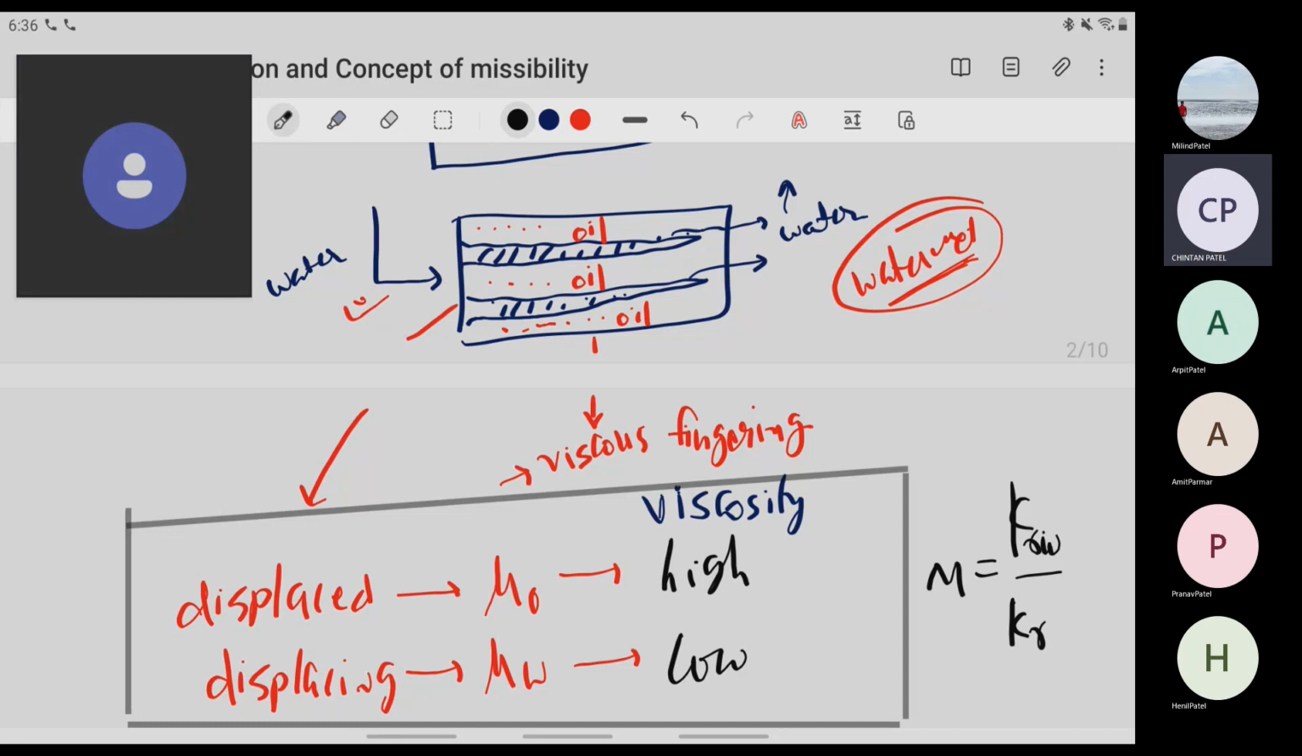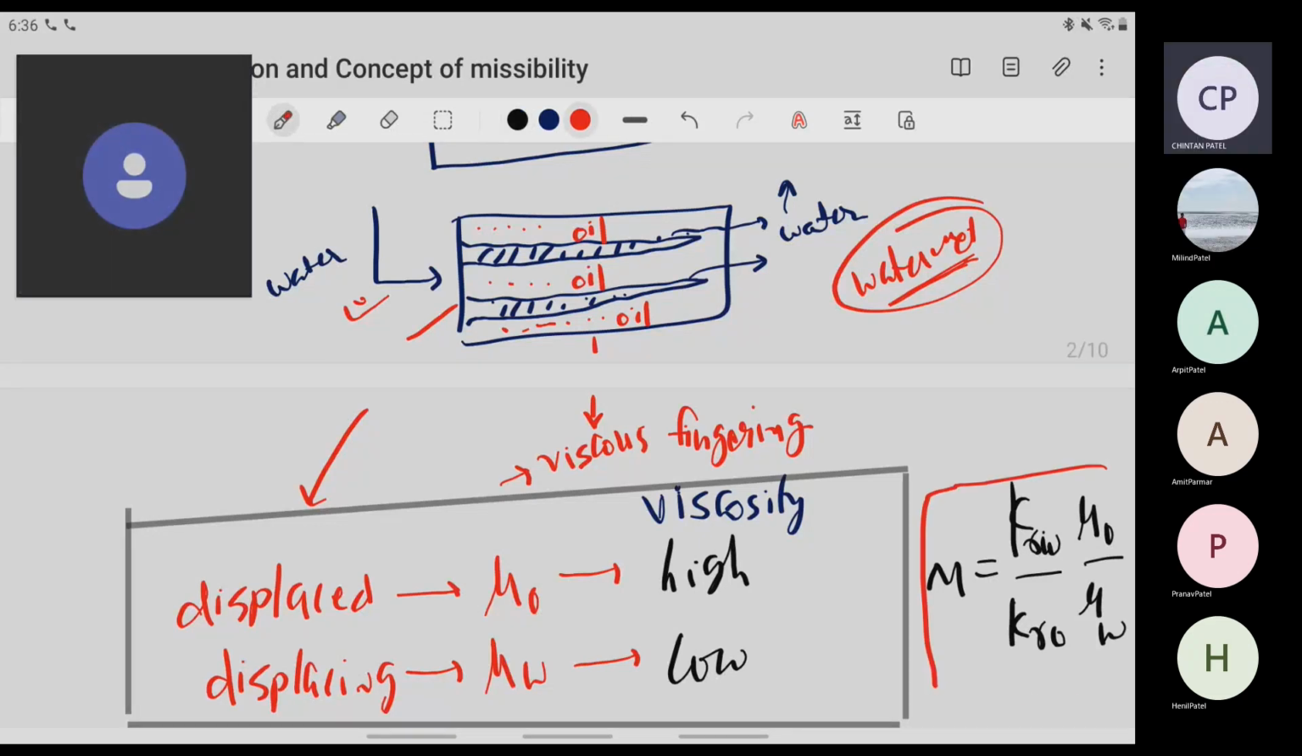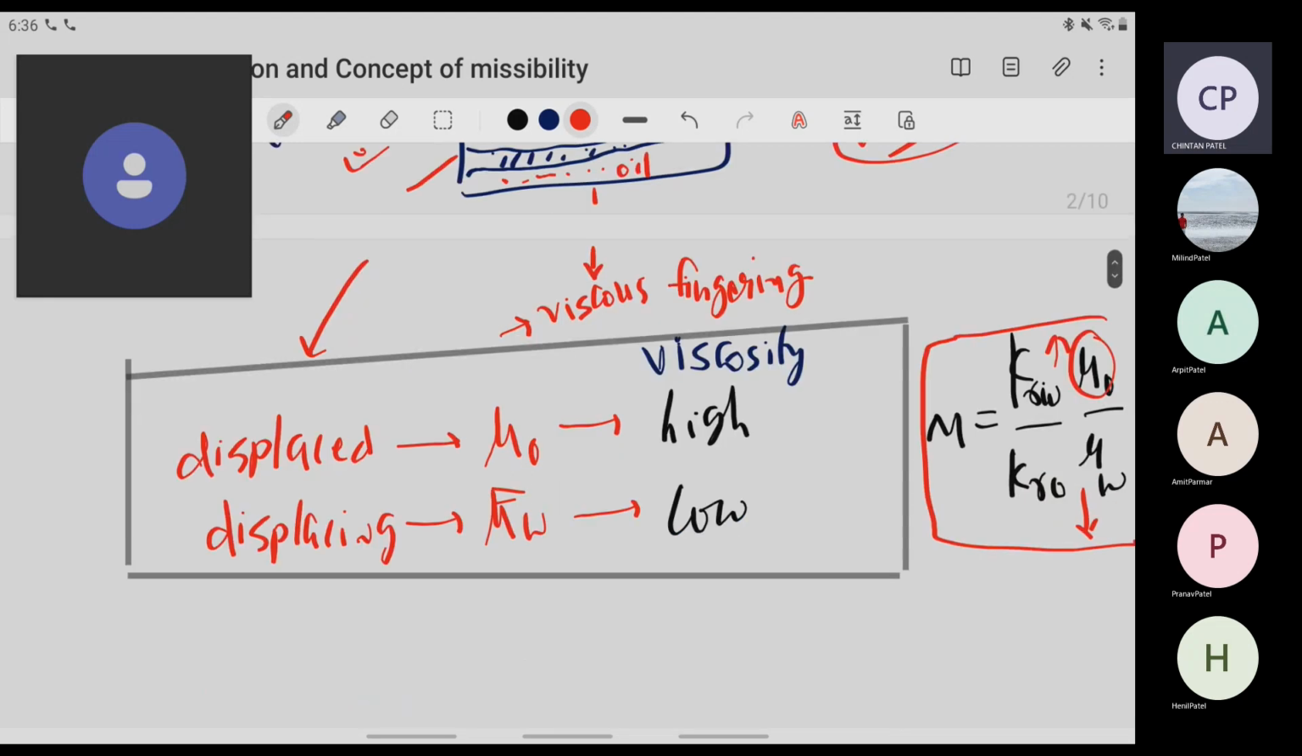I'm not talking about mobility, I'm talking about mobility ratio. So this is the formula: k_rw by k_ro into mu_o by mu_w. Yes, so this is the correct one. And we can say that let's suppose mu_o is high, and mu_w is low. So in that case, what will be the impact on mobility ratio? It becomes very high.